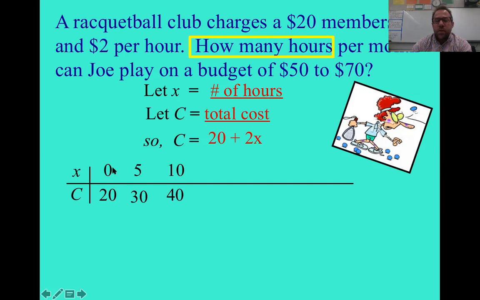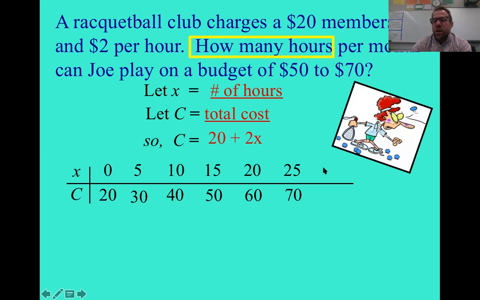You guys starting to see a pattern here? If I go up 5 here, I'm going up 10 in cost. So what would 15 be? If I go up 5, I go up 10 in cost, so it'd be 50, right? If I plug in the 15, 2 times 15 is 30, plus 20 is 50. How about 20 hours? That's going to go up to 60. If I go 25 hours, this will go to 70.